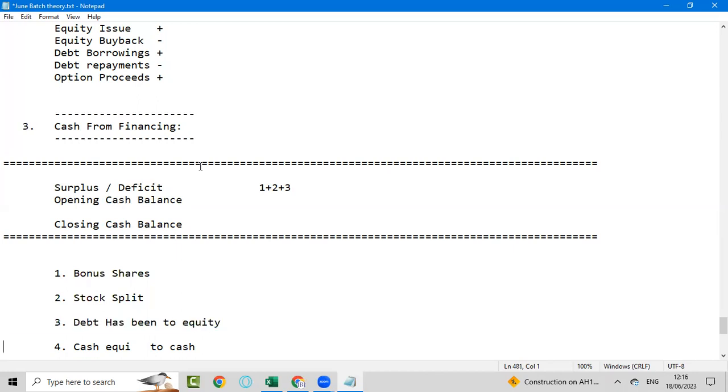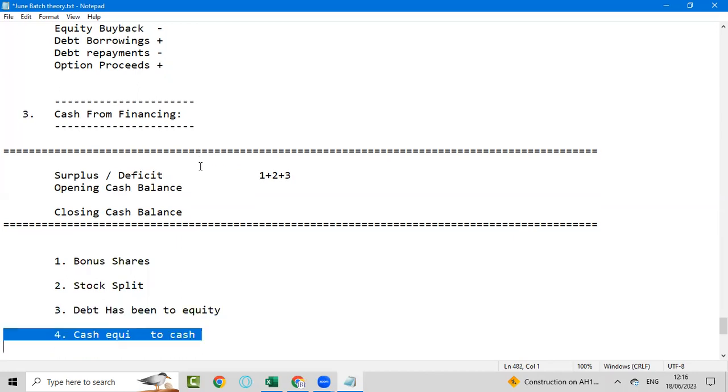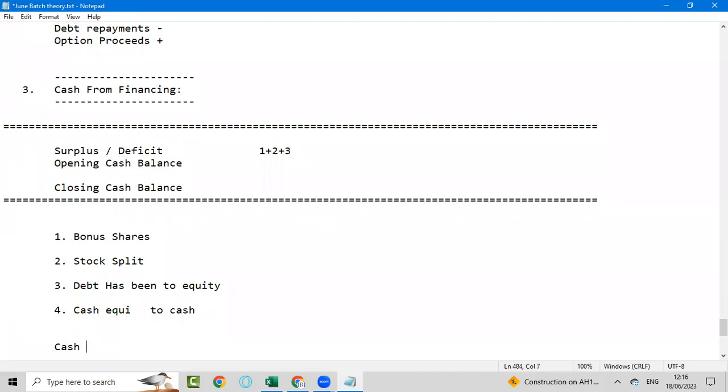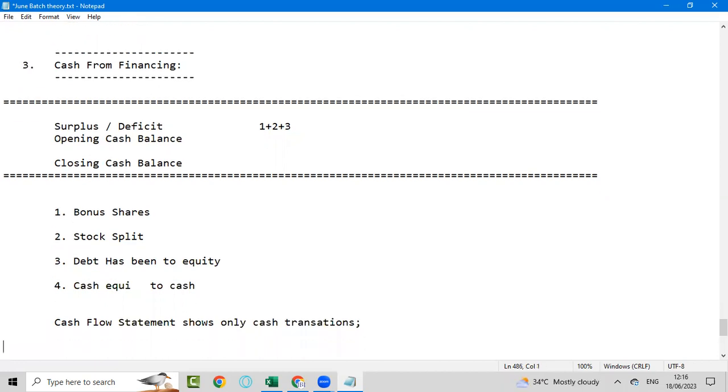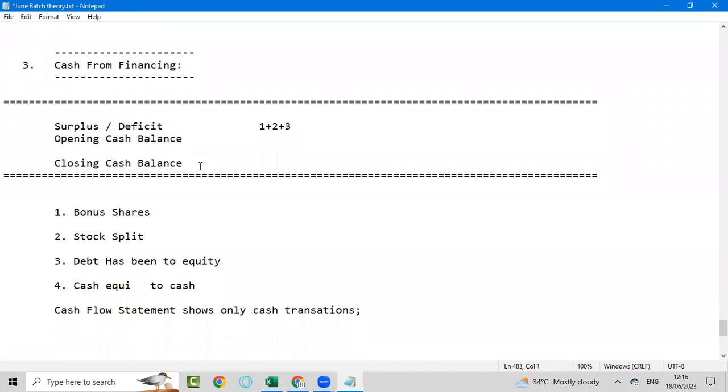No. Now this is also that kind of item only. Earlier 100 rupees of cash equivalent was there. Now there is cash of 100. So what is the change? So this item will also not come under the cash flow statement. Is that clear? Why? Because the cash flow statement shows only cash transactions. Did you get that?